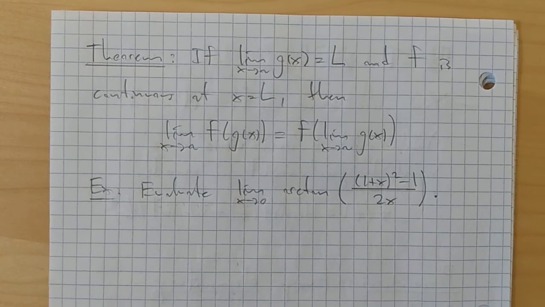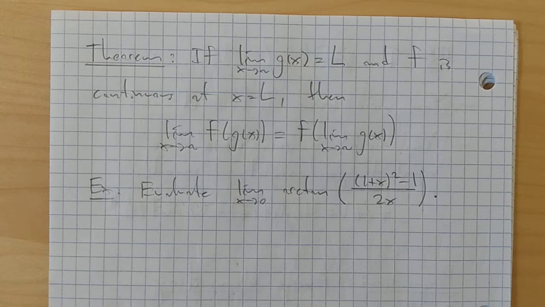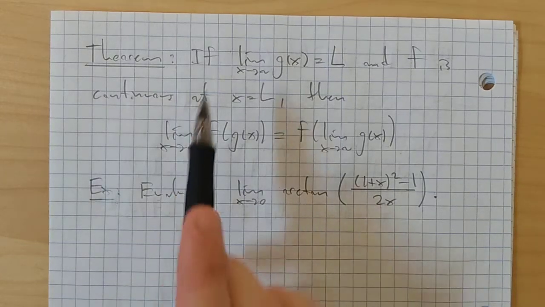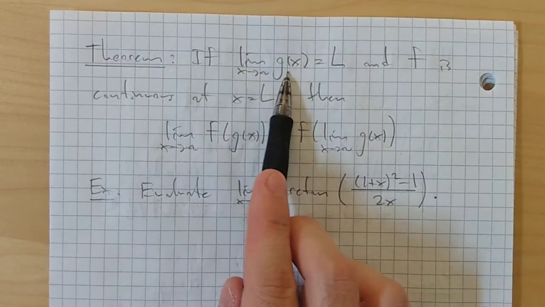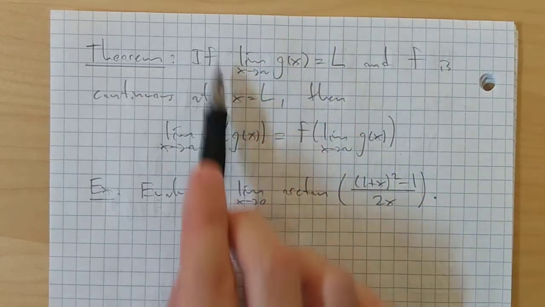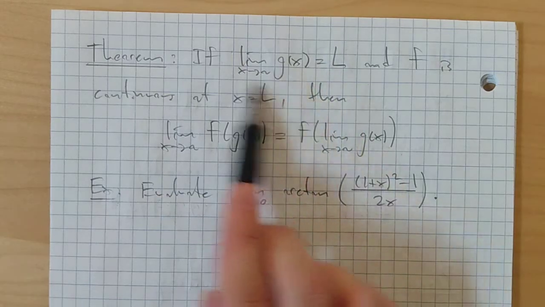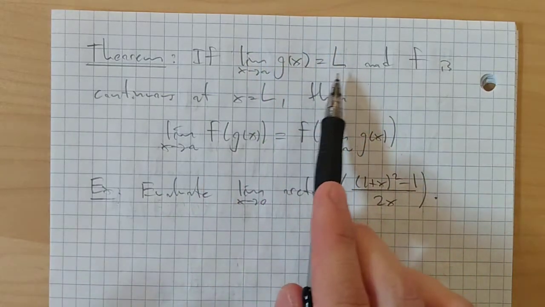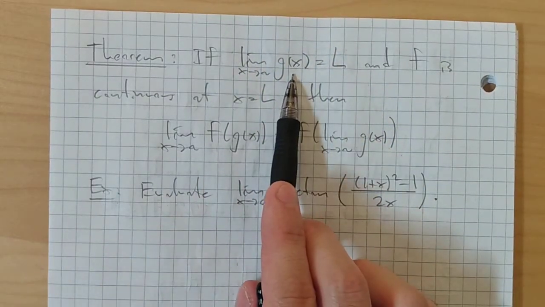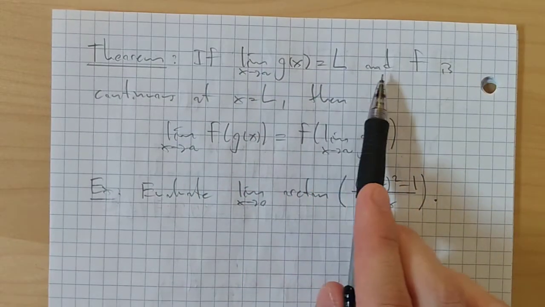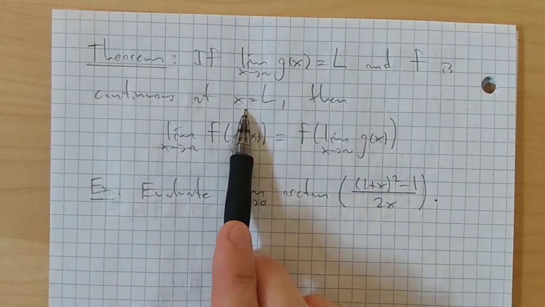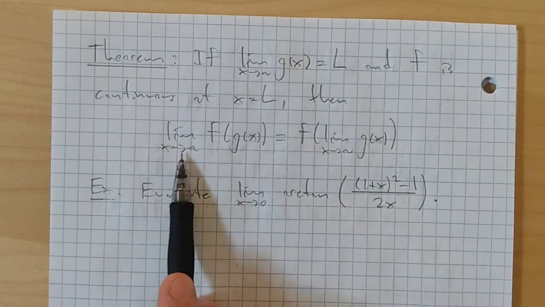Here's a theorem about limits involving continuous functions that's sometimes useful. It says that if the limit as x approaches a of g of x is L, so that means this limit exists. To say that this is equal to L, L is some real number. So I'm saying this limit exists. It is the real number L, because it also might not exist.